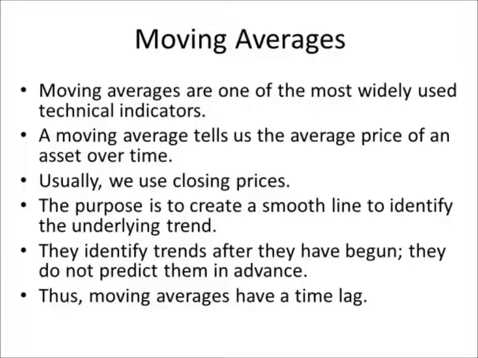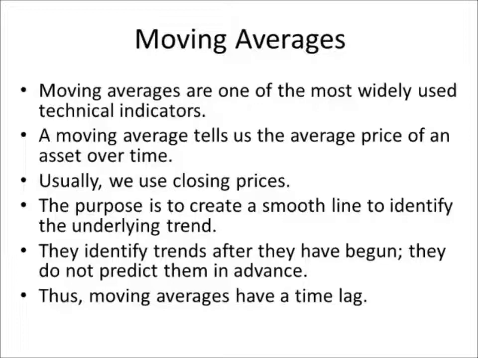What is a moving average? The phrase has two components. There's the moving part and there's the average part. The moving average tells us the average price of an asset over time. So the average part is looking at the average price over a particular number of days. So it may be the average price over 10 days, or the average price over 20 days or 50 days.